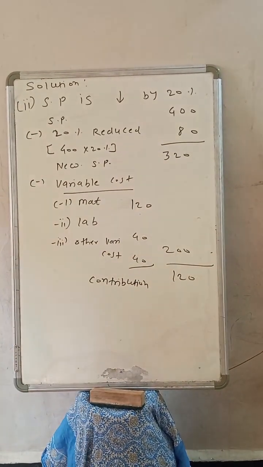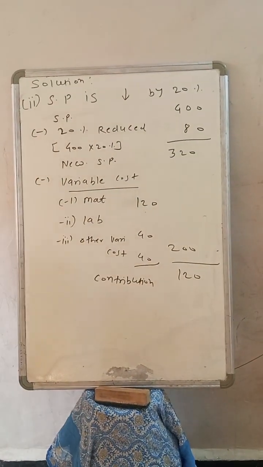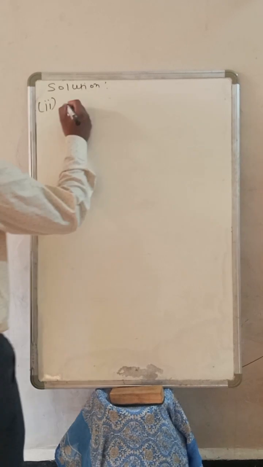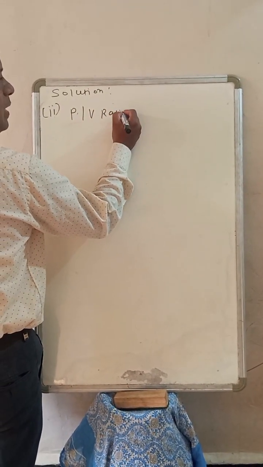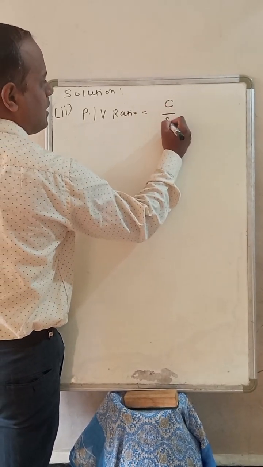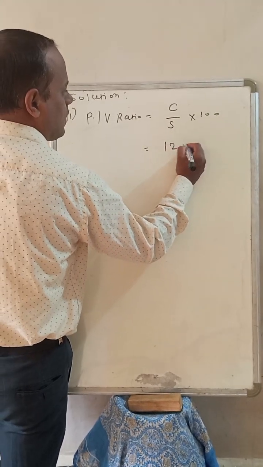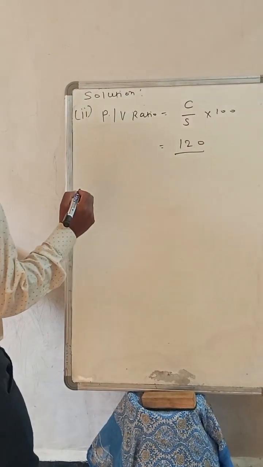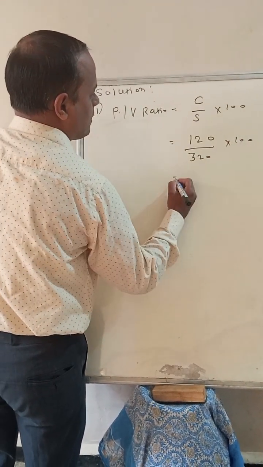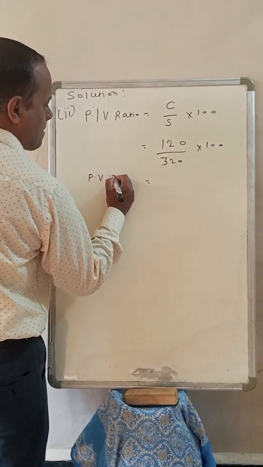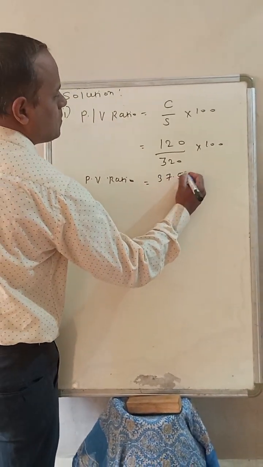Right? If we reduce the selling price by 20%, the contribution would be 120. PV ratio. We know the formula, contribution divided by sales into 100. We just calculate the contribution, which was 120, and your revised selling price is 320 into 100. So PV ratio would be 37.5%.